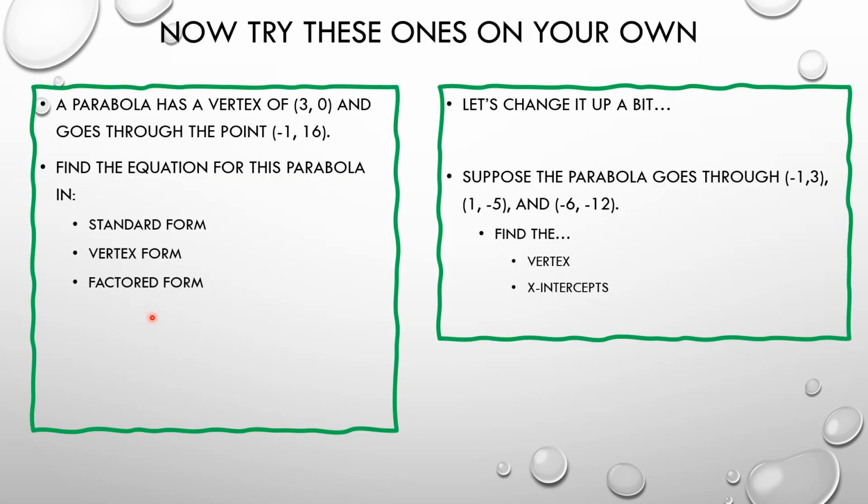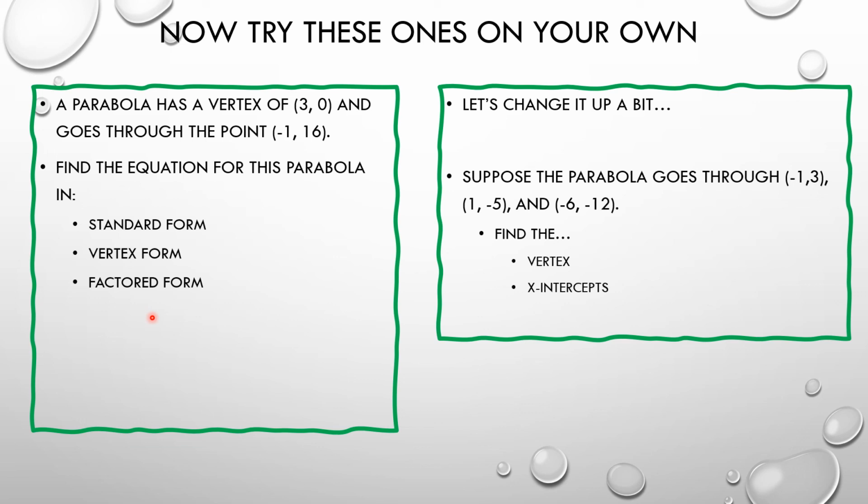Okay, so now that we've gone through that and you've seen the demonstration, here is your task. Try these ones on your own. A parabola has a vertex of 3, 0 and goes through the point -1, 16. Find the equation for this parabola in standard form, vertex form, and factored form. Don't just give me the A, B, C, H, K, P, Q, okay? I want it actually written in the correct form so that you can use Desmos to figure out what those numbers are going to be.